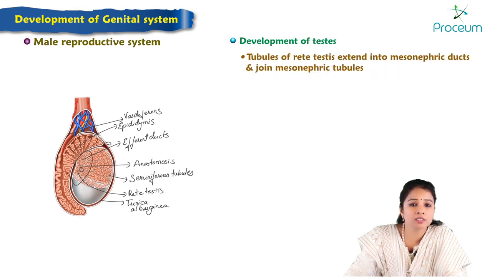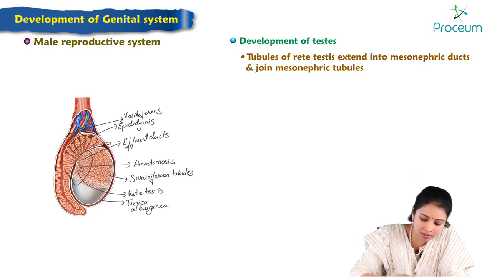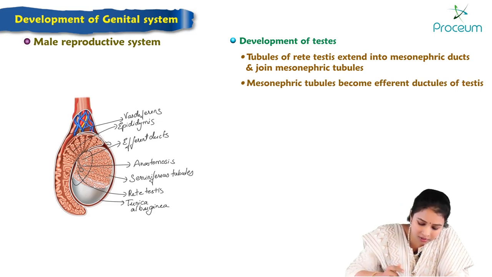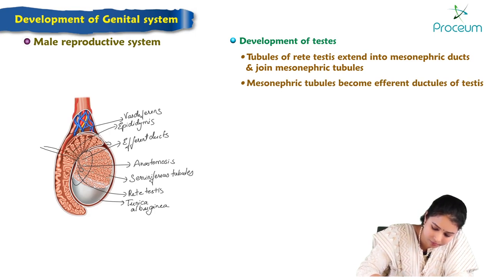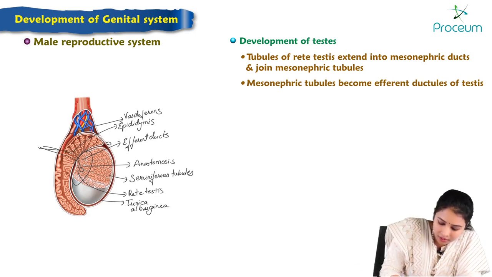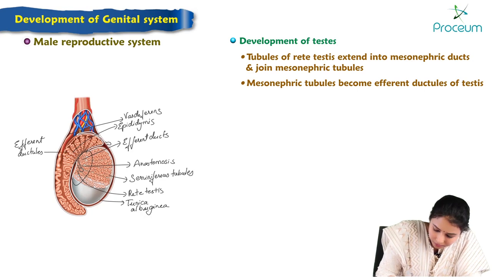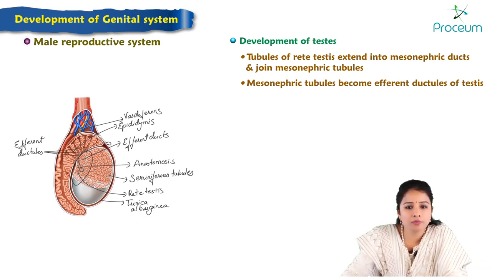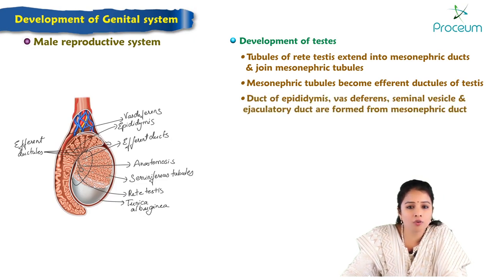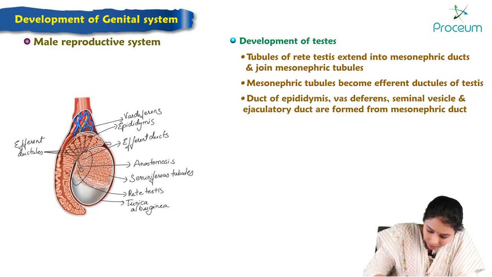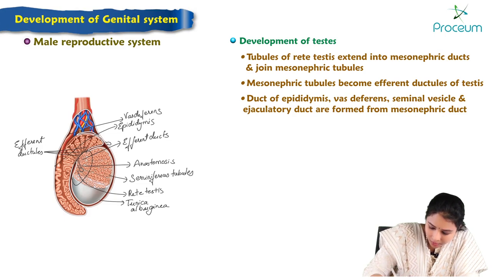So the tubules of rete testis extend into the mesonephric duct where they join the mesonephric duct tubules. So you can see here the tubules of rete testis, they are all joining with the mesonephric duct to form the efferent ductules. These tiny ducts are efferent ductules. So these efferent ductules will again form the duct of epididymis and vas deferens. We can see here the highly coiled duct is the duct of epididymis.